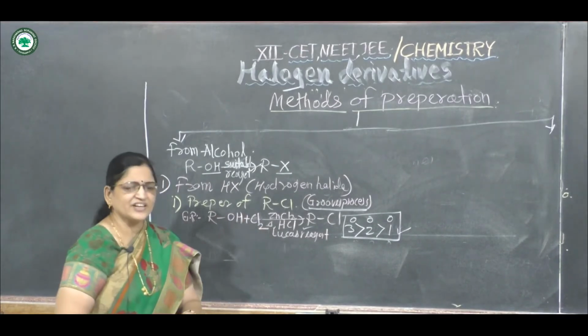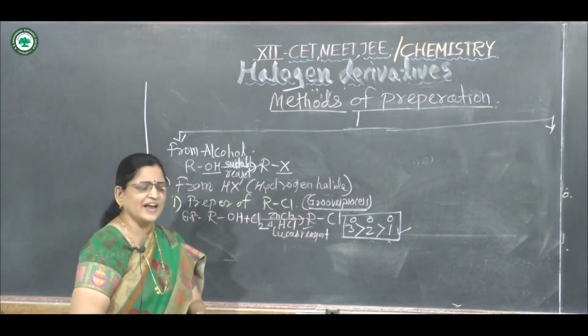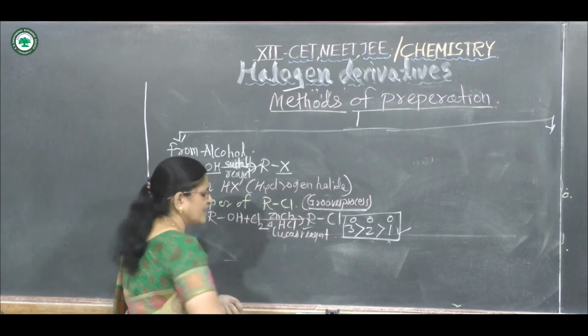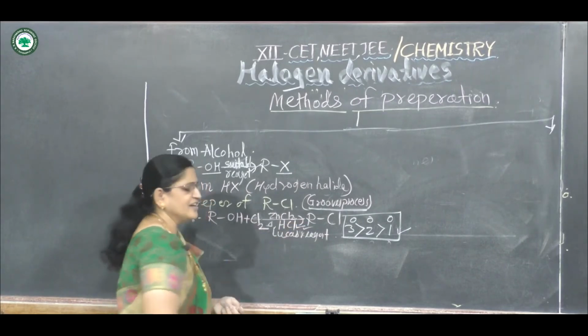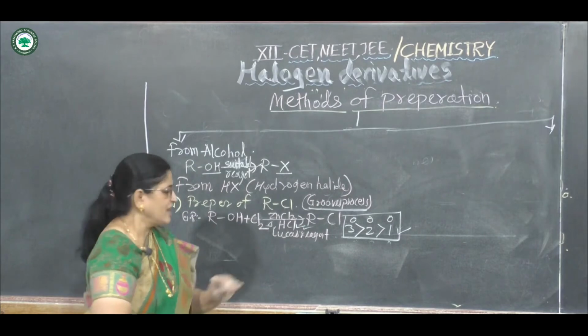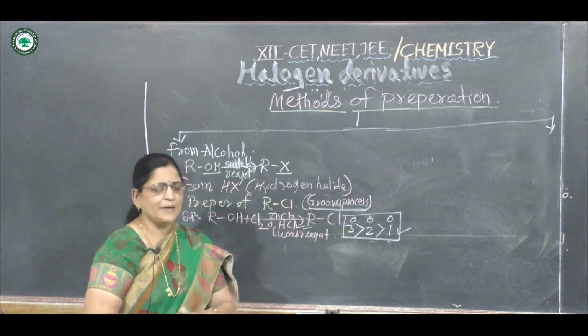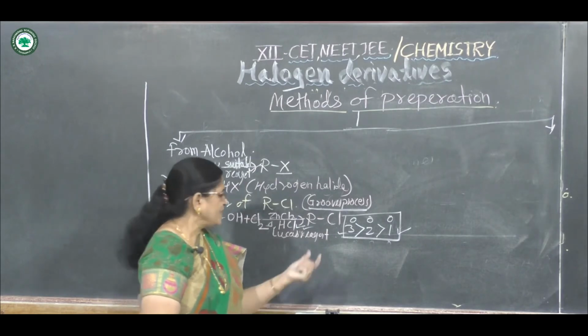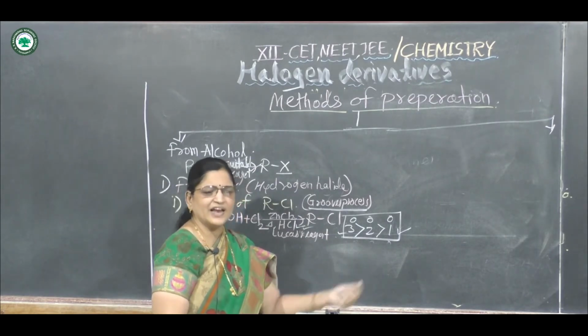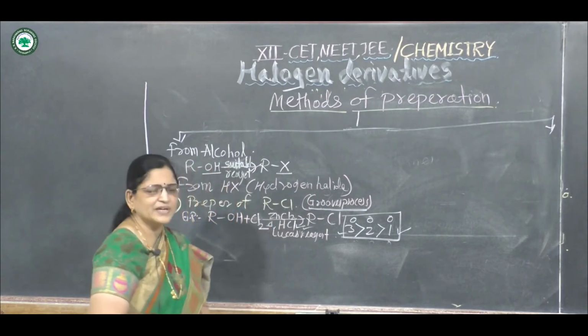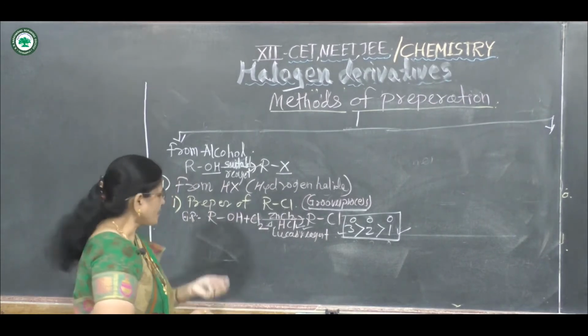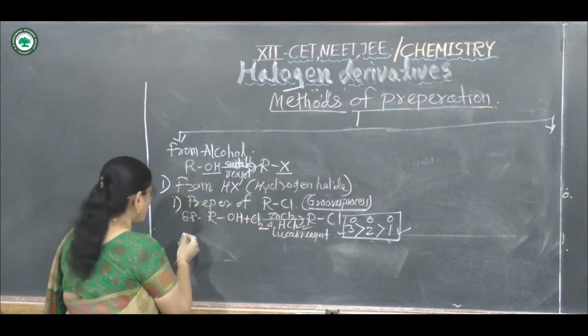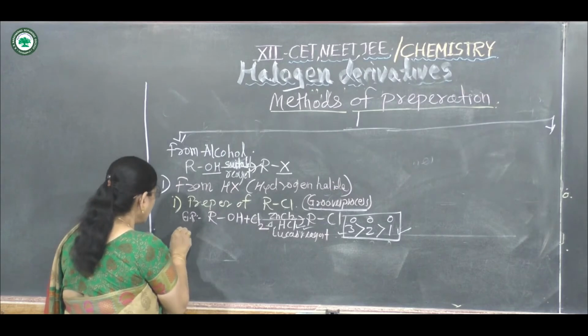And for the third reaction, tertiary alkyl halide only reacts with HCl, and it gives tertiary alkyl halide. It does not necessarily need zinc chloride. Hence the order of reactivity is tertiary alkyl halide is greater than secondary alkyl halide is greater than primary alkyl halide. This is the first preparation, of alkyl chloride.